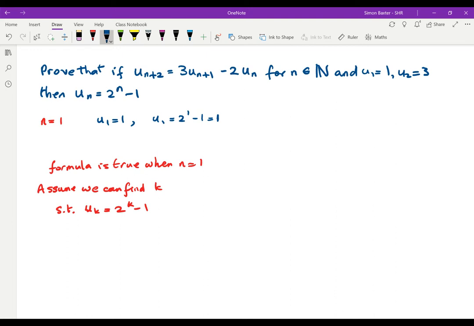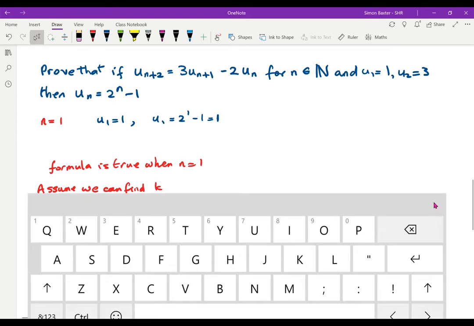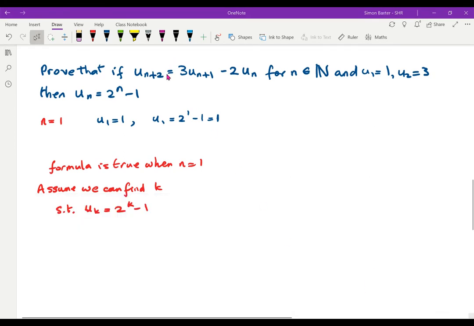Okay, let's move on. If we use our recurrence relationship, when n is k, then we can write down on the next line that uk plus 2 is equal to 3 uk plus 1 minus 2 uk.